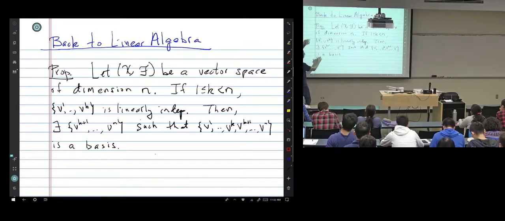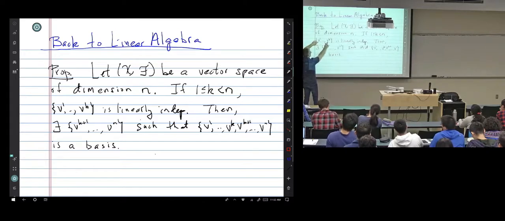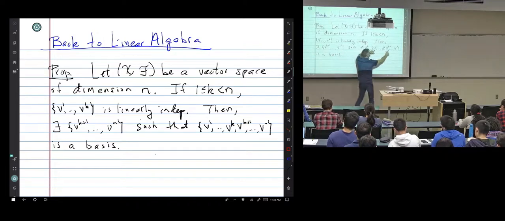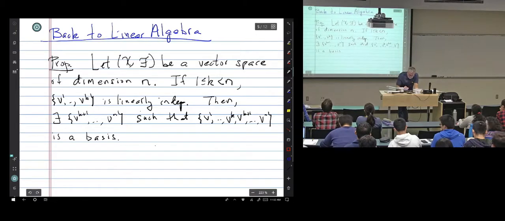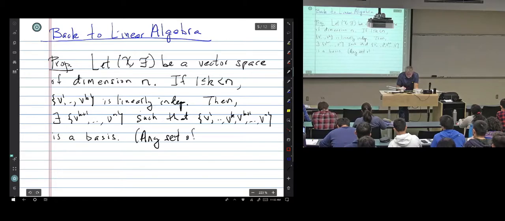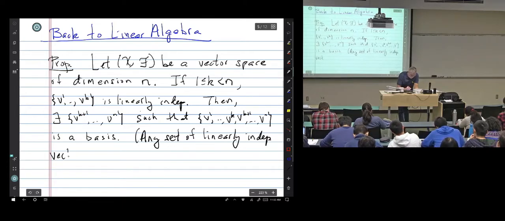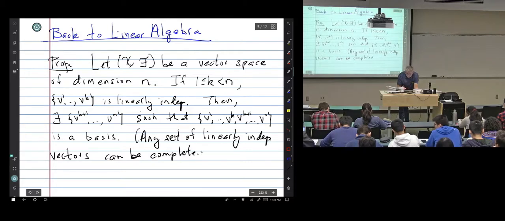Okay, this is how this result is always stated. If I have a set of linearly independent vectors, I can always complete it to a basis. Okay? Any set of linearly independent vectors can be completed to a basis.